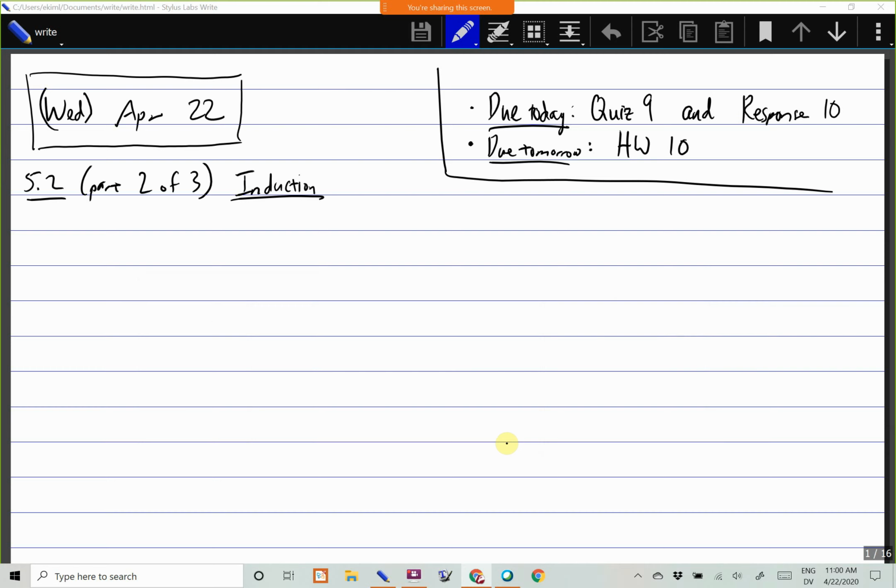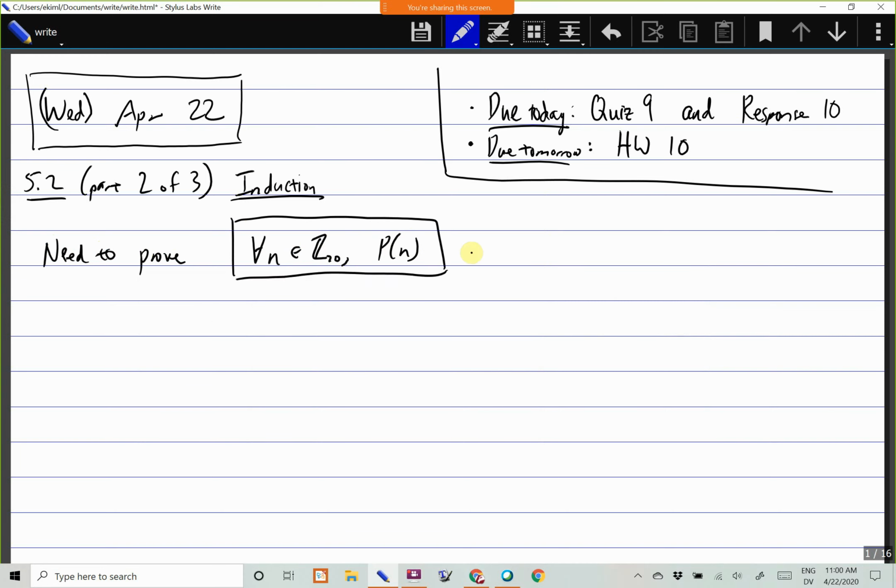Okay. Day 2 on induction. So we need to prove a statement that looks like this: for all n in positive integers, some predicate. Our traditional approach to proving this is to select an arbitrary positive integer, or have the reader select rather, and then you prove the p of n part. That's the usual way, but we have a new way to prove this, an alternate method.